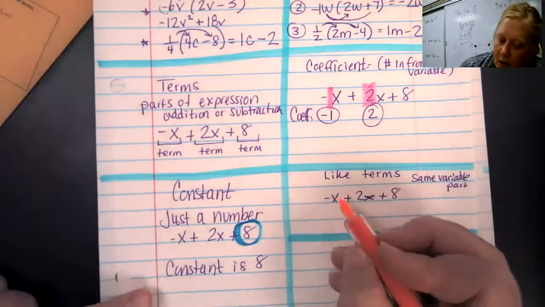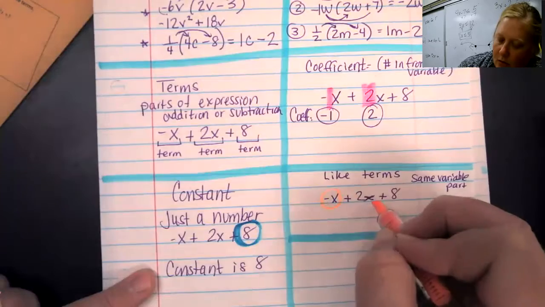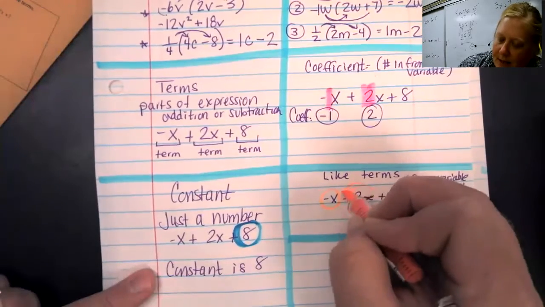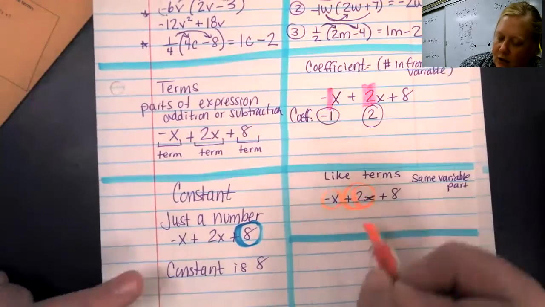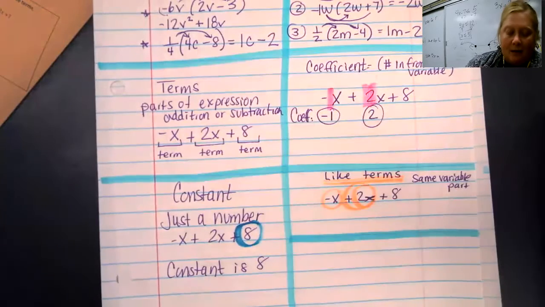So you need to look. It's just an x. So I have just an x. Oh, look, and just an x. I really should have circled them together because I always should put the sign beforehand. Those orange are the like terms, the only things that we can put together.